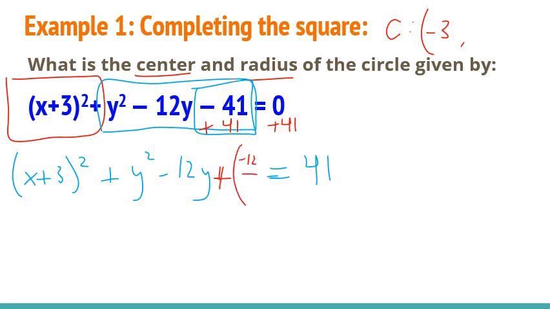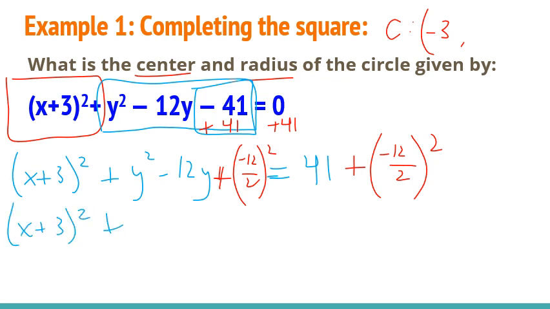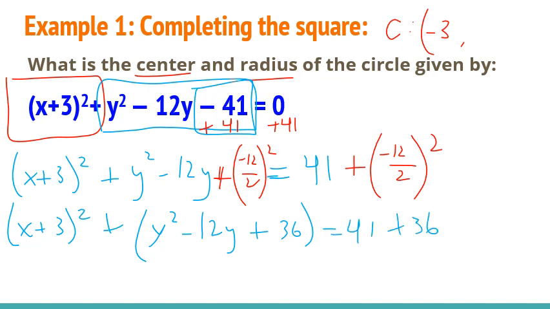So negative 12 over 2 squared right here, plus negative 12 over 2 squared right here. And so now we have (x + 3) squared plus y squared minus 12y, and that number is actually 36. So we're doing 41 plus 36. Simplify it one more time. We're going to have (y - 6) squared as the factored form, and the 41 plus 36 is going to give us 77.